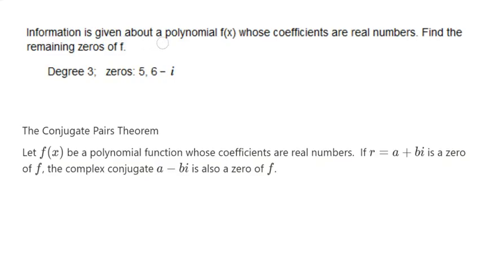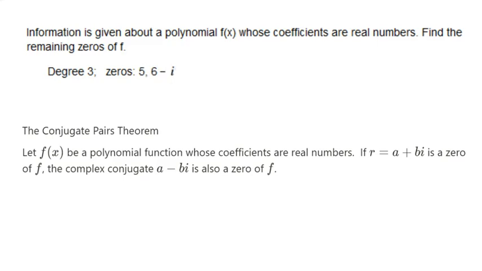Information is given about a polynomial function f of x, whose coefficients are real numbers. Find the remaining zeros of f. We know that this polynomial is of degree 3, and we have identified already 2 zeros of this polynomial function, 5 and 6 minus i.